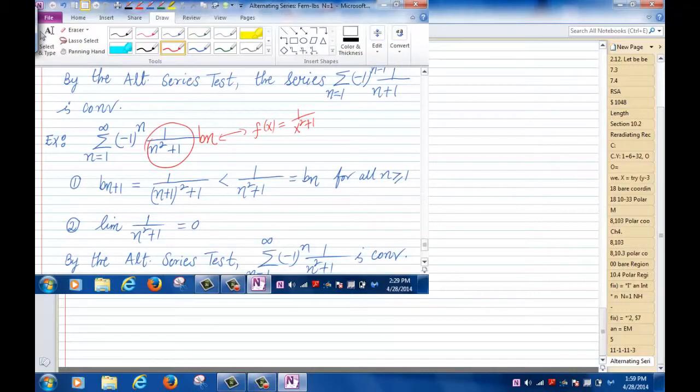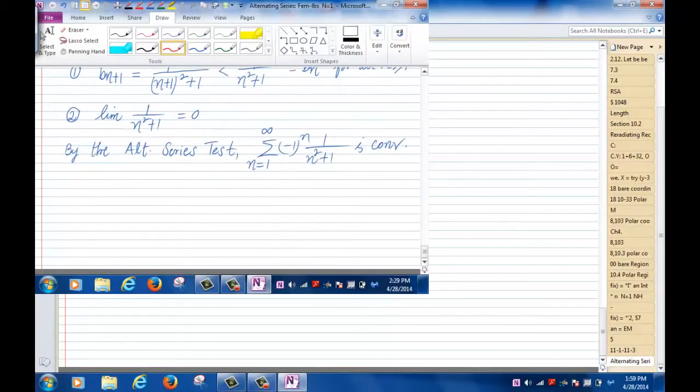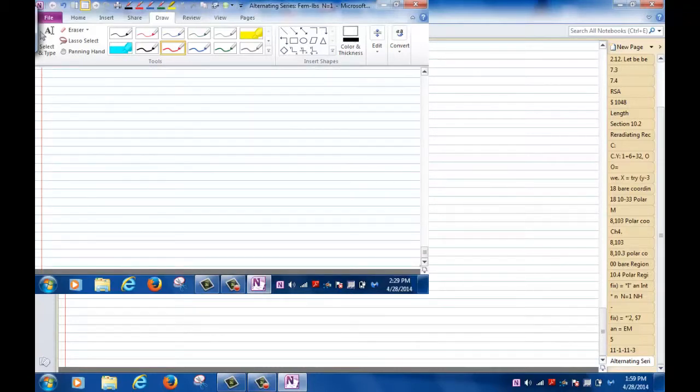So if I have something simple like 1 over n plus 1, 1 over n squared plus 1, I usually show that the sequence is decreasing directly. But if my function is, say, complicated like log n over n, then I would use the function f and then show that it's decreasing. Am I making sense? So, all right. So let me try to explain why the two conditions imply that the series is convergent. Here, again, I have the alternating series which looks like this.